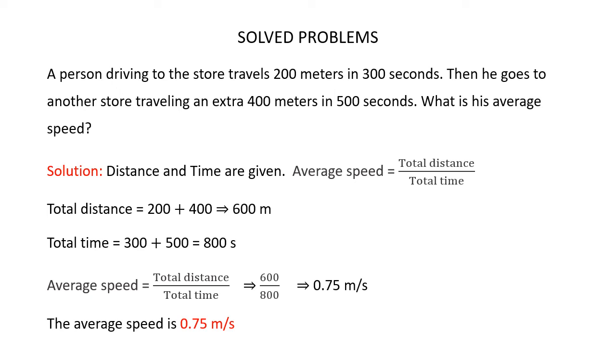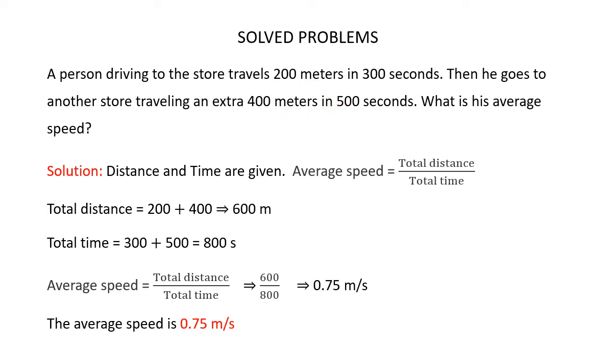So when distance and time are given, then average speed can be calculated using the formula: average speed is equal to total distance divided by total time. So if we know the total distance and the total time, then average speed can be easily calculated. Now it's given that the person drives for 200 meters in 300 seconds and 400 meters in 500 seconds.